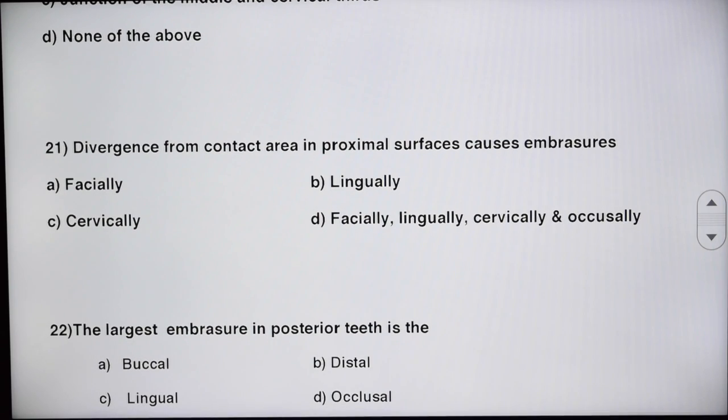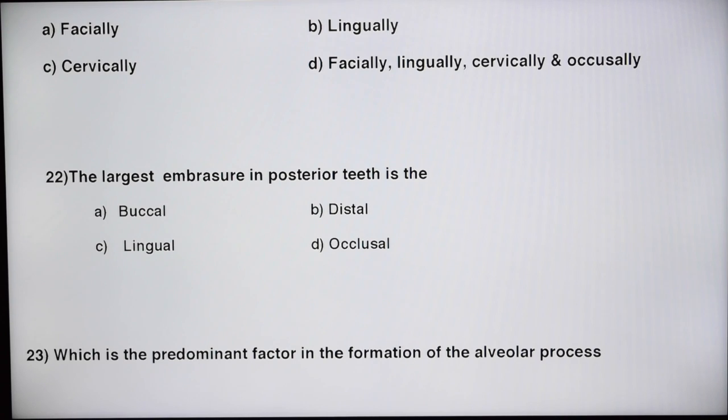And coming to the next question. Divergence from contact area and proximal surface causes embrasures. So as I said previously while discussing the embrasures, we have embrasures facially, lingually, cervically and also occlusally, right? So almost in all directions we find these embrasures or spillway spaces. Coming to the next question, the largest embrasure in posterior teeth is buccal, distal, lingual or occlusal.